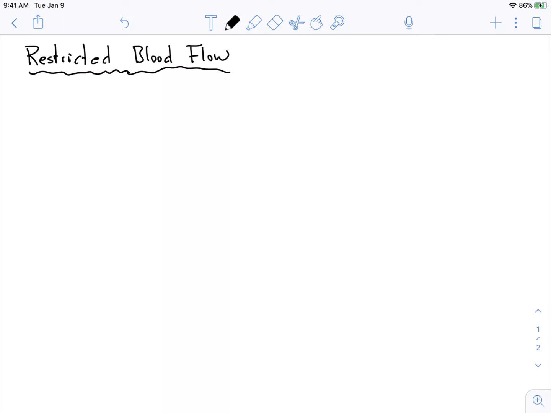Okay, so this problem of restricted blood flow contains two of the concepts that we've just learned. We're going to use both the continuity equation and Bernoulli's equation. This is sort of an application of one of the early videos I showed about how plaque can build up in blood vessels and cause problems. And here's just some of the fluid dynamics behind it.